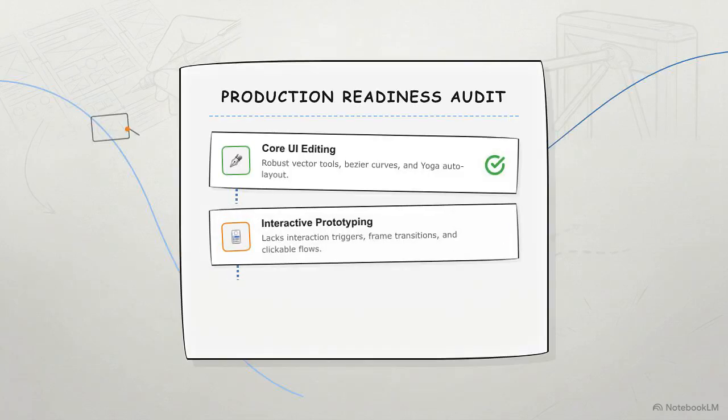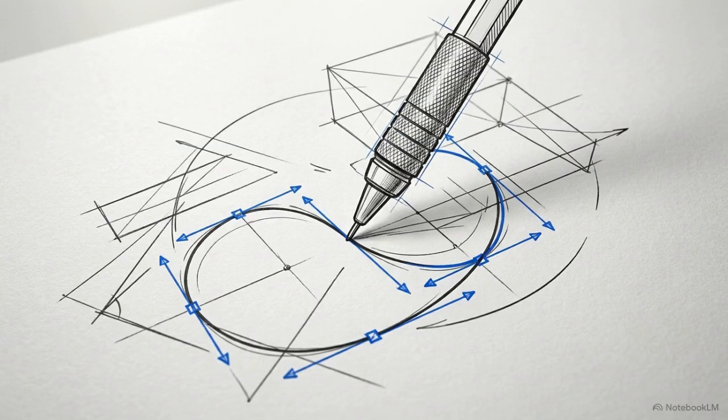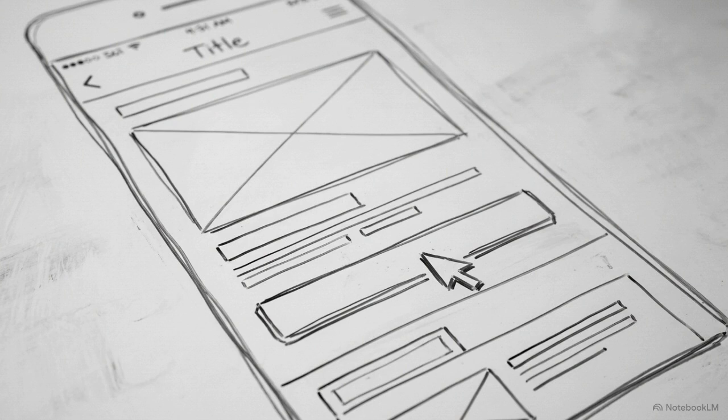This scorecard shows the tool excels with core UI editing, but highlights a major missing piece: interactive prototyping. With no transitions or triggers, you cannot build clickable flows for user testing. It also entirely lacks a third-party plugin ecosystem. You have excellent vector and layout tools for building the interfaces, but the lack of plugins and click-through prototyping means your work is confined strictly to static ideation.